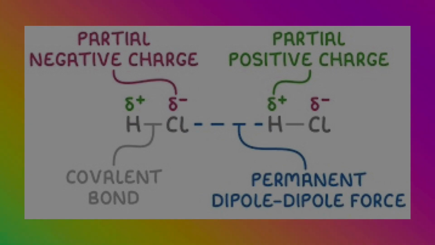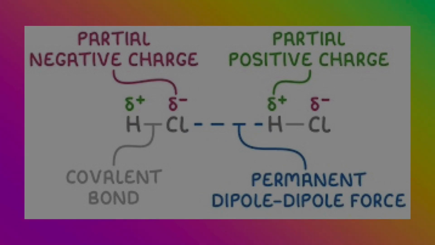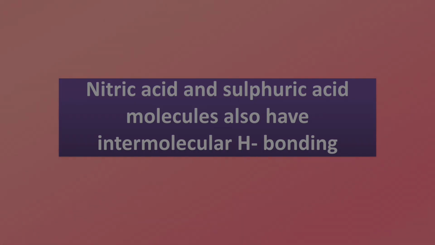The other component of the solution is the solute. We have to know the intermolecular forces acting between solute-solute molecules also. In the case of hydrogen chloride solute, there is dipole-dipole interaction between the HCl molecules. If you want to know more about the types of intermolecular forces found between two molecular species, you should see my video regarding intermolecular forces, which has been made separately and is available in my playlist. In between the nitric acid molecules and sulfuric acid molecules also, there will be intermolecular hydrogen bonding.